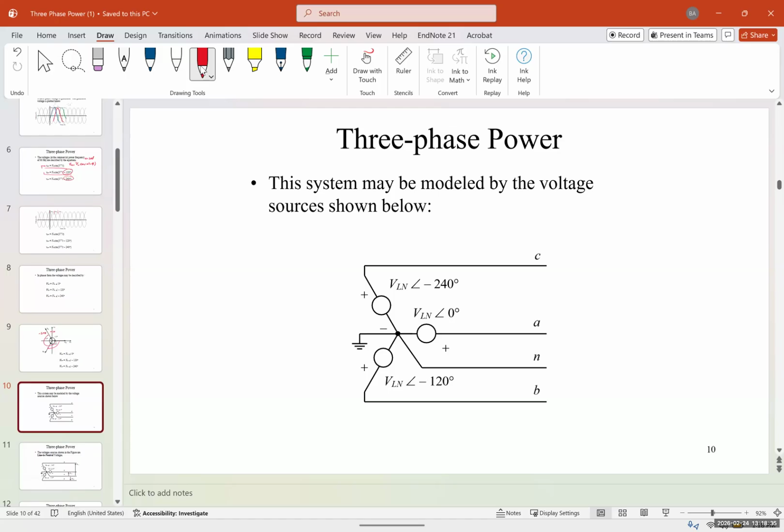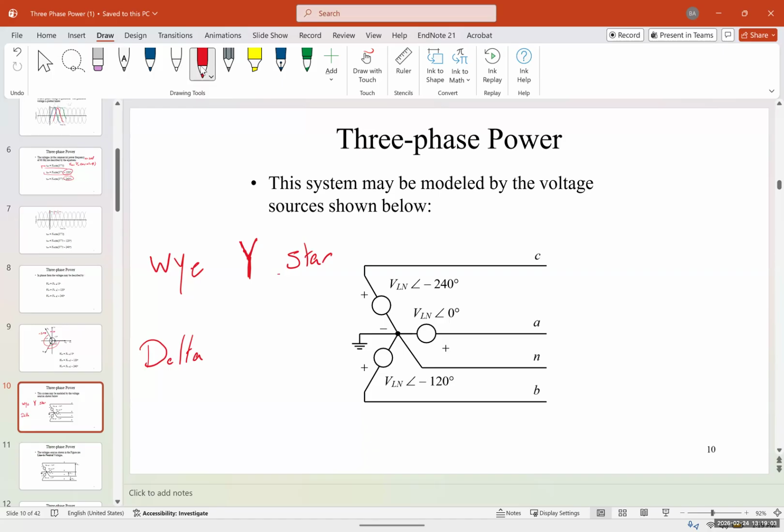So three-phase systems may be modeled by the voltage source shown below. We have two types of connections. We have the Y connection and the delta connection. The Y connection is sometimes shown with just a capital Y. Sometimes we call it star connection as well. So if you see in a book that it's mentioning star connection, it means Y.